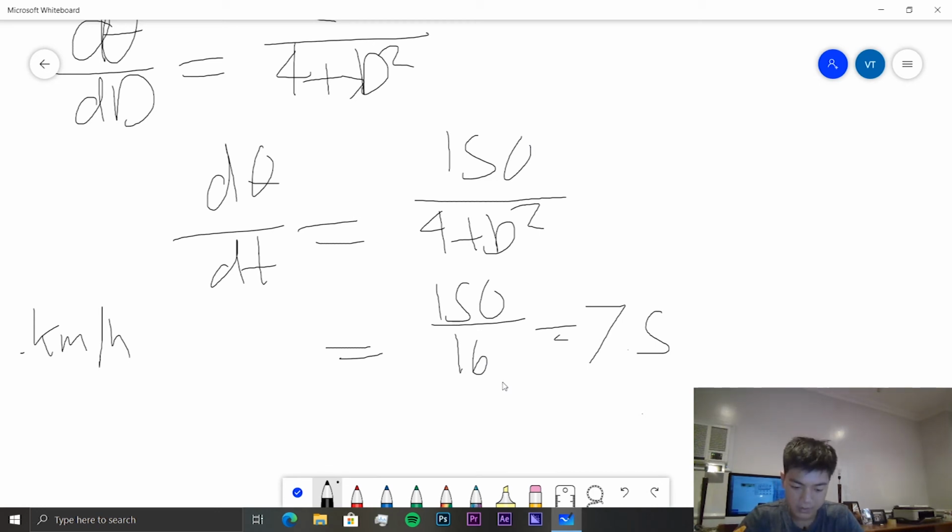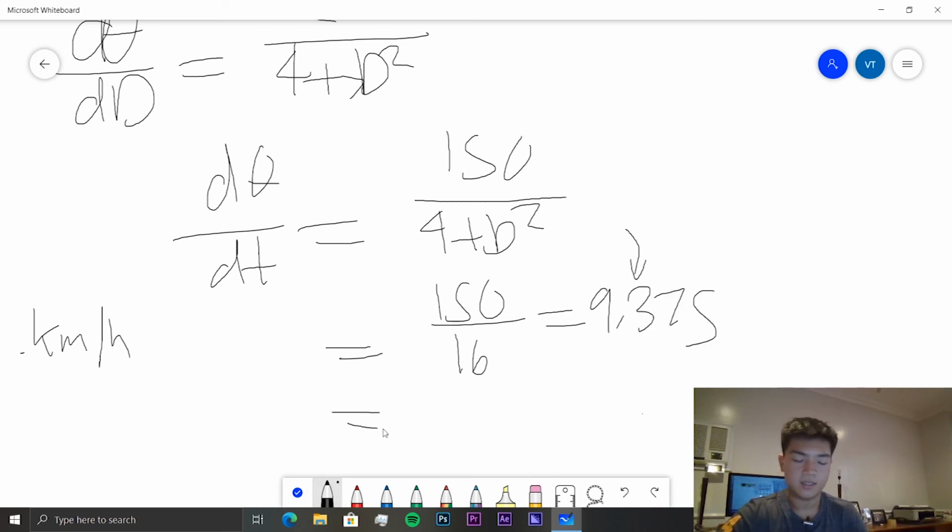So times 360 divided by pi divided by 2. And then we have to divide by 3600. Because 4 plus d squared is 12. So it should be 7.5, not 7.5 radians anymore. So 150 divided by 16 should be like 9.375 radians. So we have times 360 divided by 2 divided by pi, divided by 3600. I'm getting something very different.